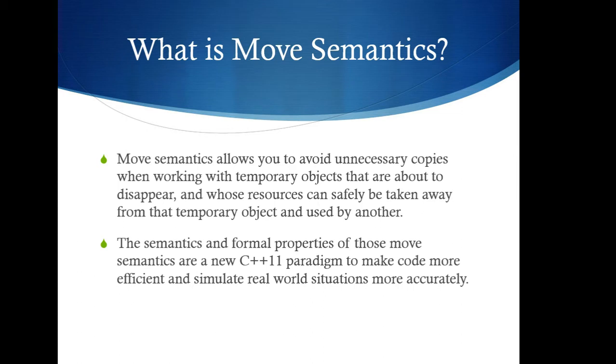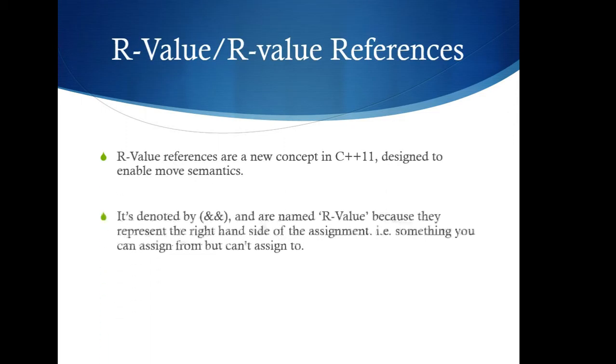Move semantics is a new C++11 paradigm to make code more efficient and simulate real-world situations more accurately. R values and L values need to be understood well enough for us to understand the concept of move semantics. Moving on to R value and R value references.